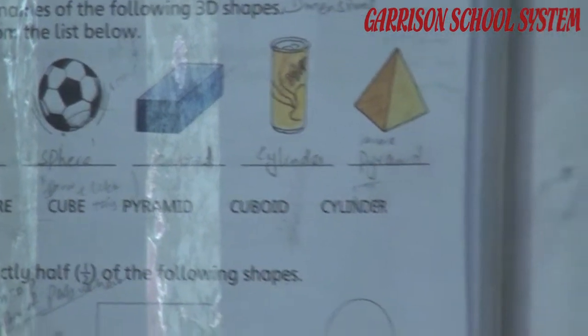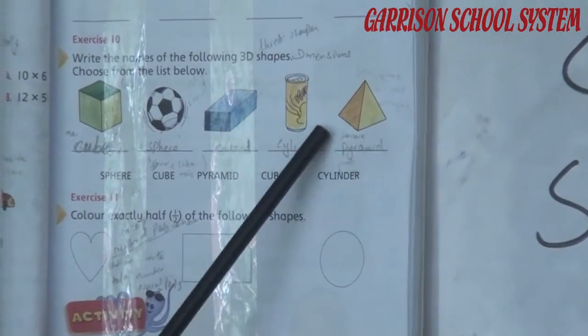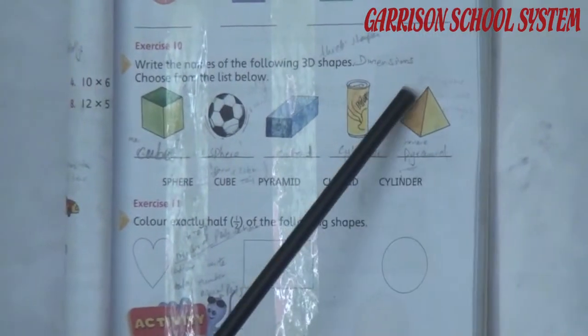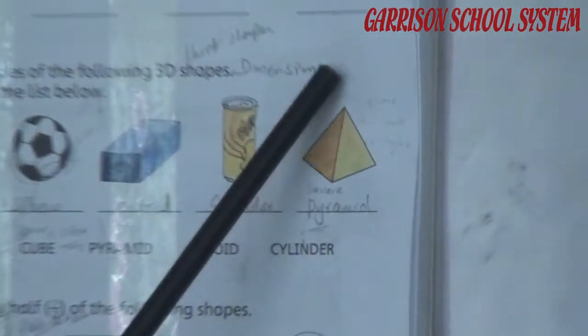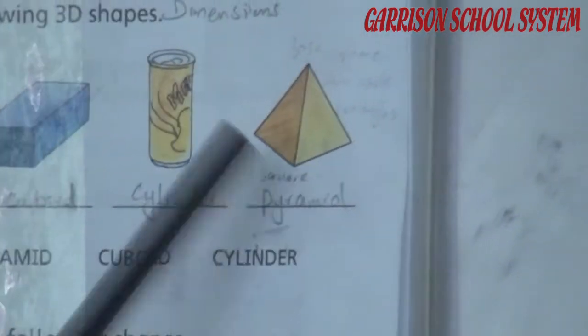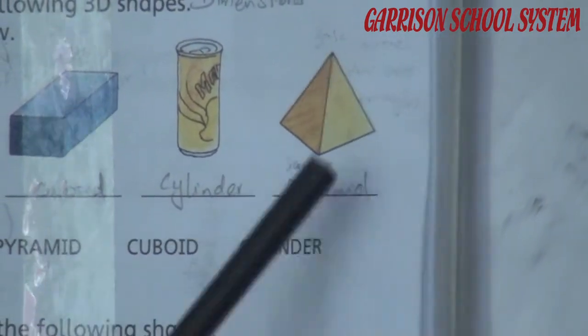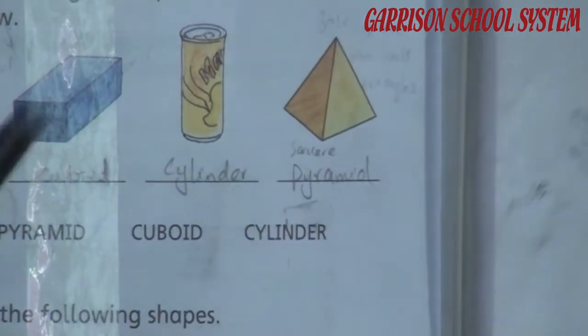Okay, look at the next shape. This shape's base is square and it has 3 triangles on the sides. This shape's base is square and its sides are triangles, and the name of this shape is pyramid. The name of this shape is pyramid.